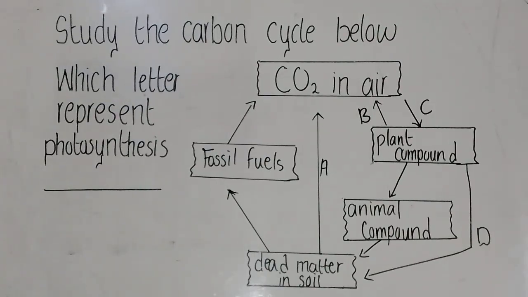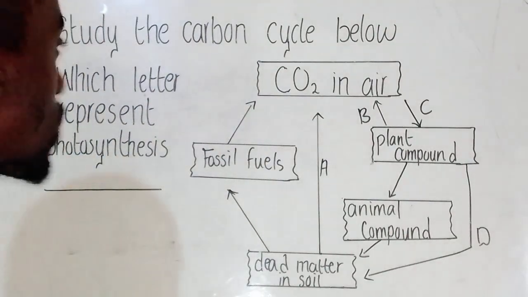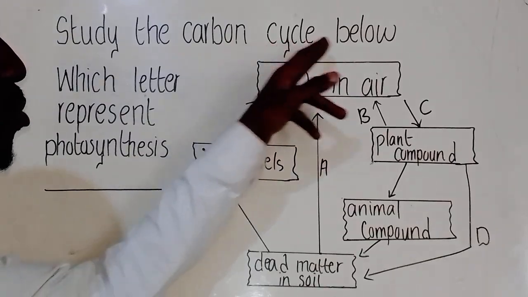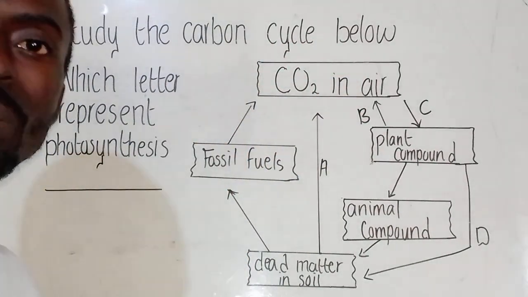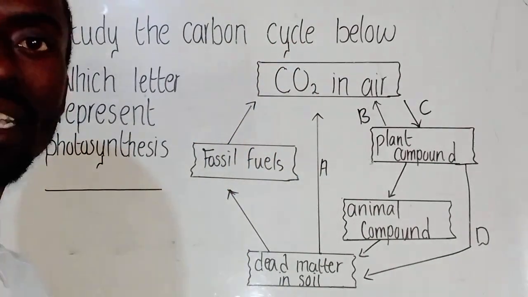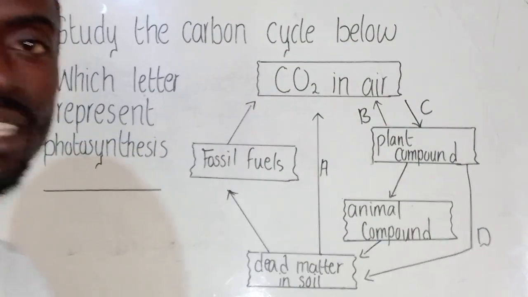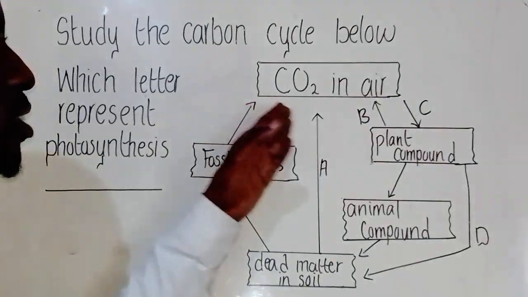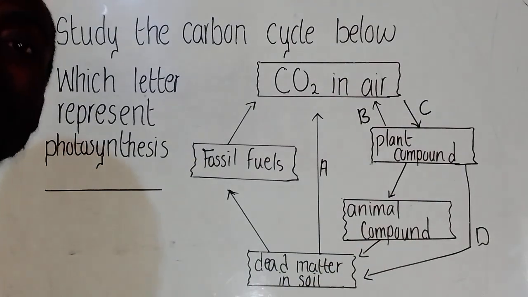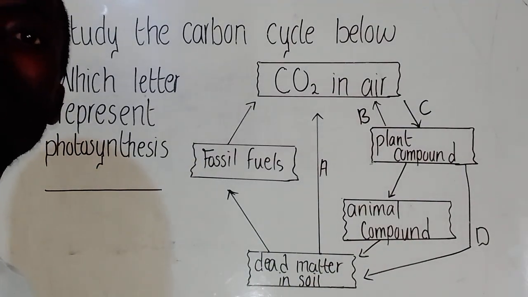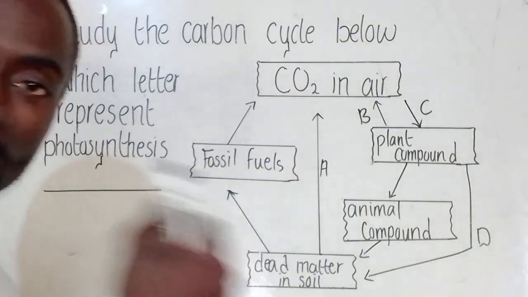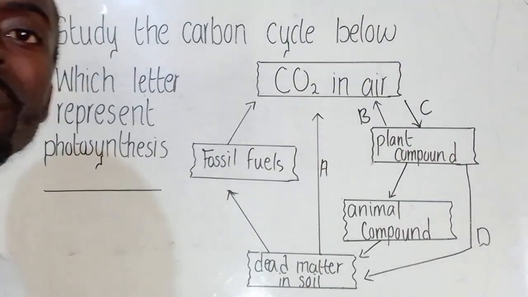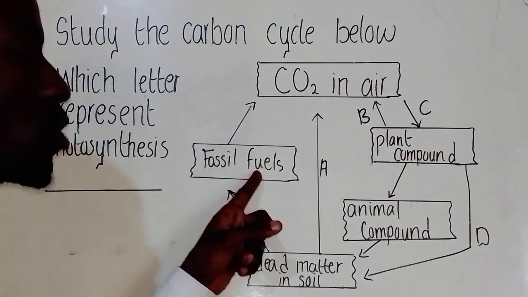Okay, so we have a biology question that says study the carbon cycle below. Carbon cycle talks about the movement of carbon in nature, meaning in the atmosphere and in the soil as well as our environment. Now here they're showing different stages or different parts where carbon may be absorbed or being produced. So I'll start with this one, fossil fuel.